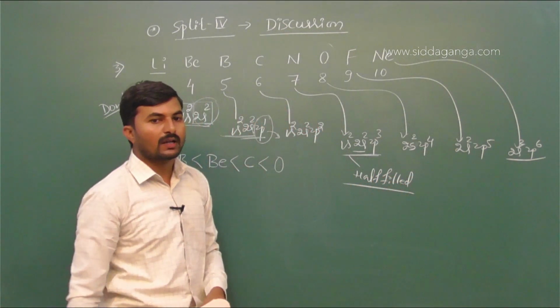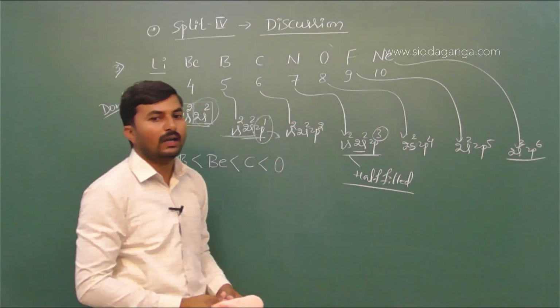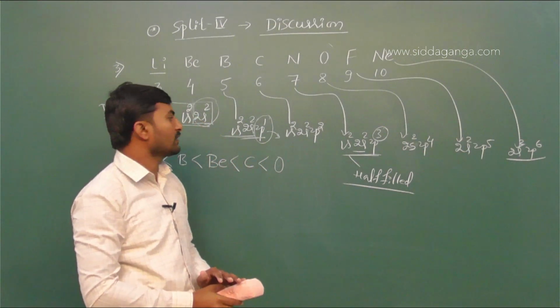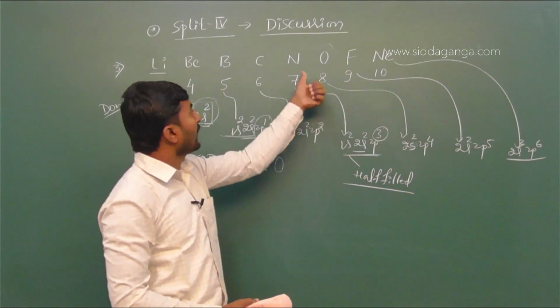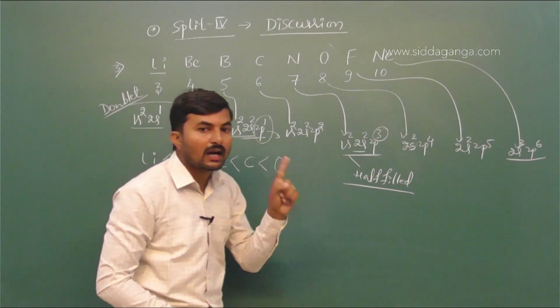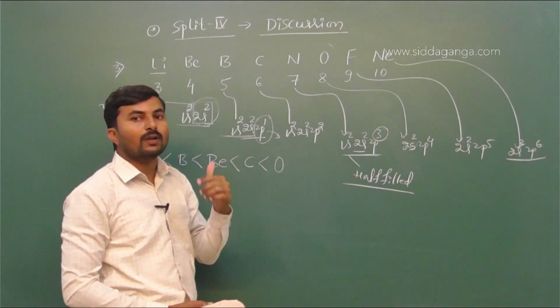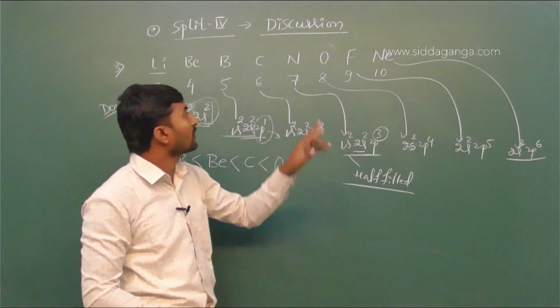Because of the half filled configuration, it becomes very difficult for us to remove the electron from half filled and completely filled shells. That is why, instead of nitrogen, we are considering here oxygen, because the first ionization enthalpy, or the amount of energy required for the removal of the first electron from oxygen, is less than that of nitrogen.